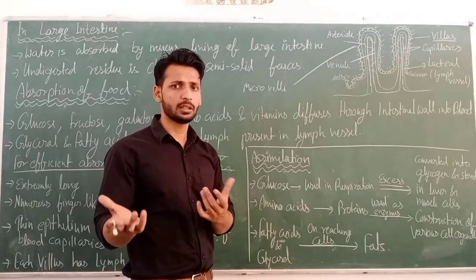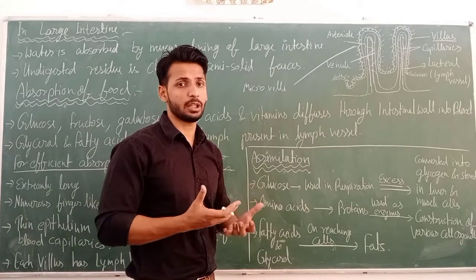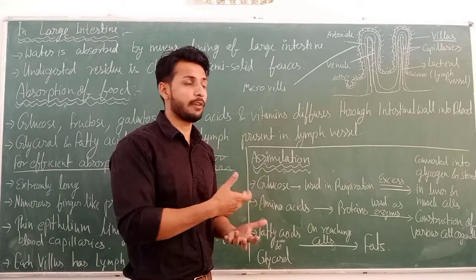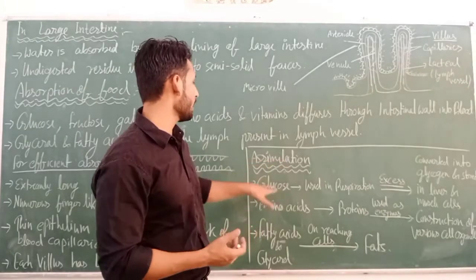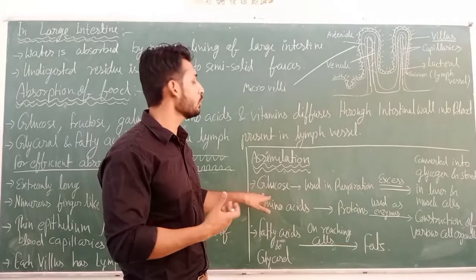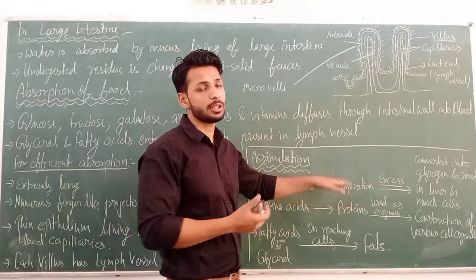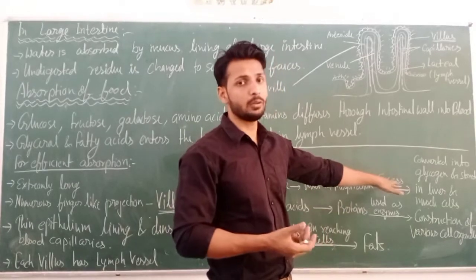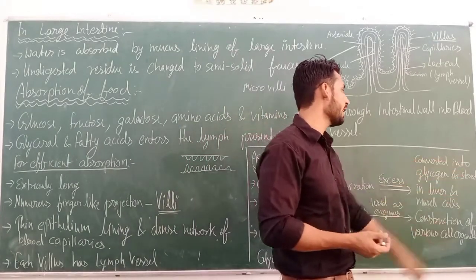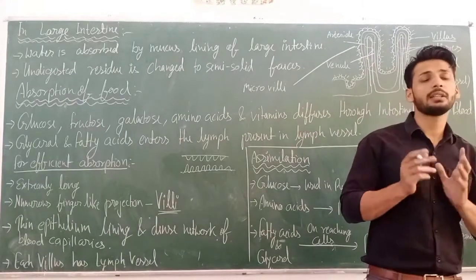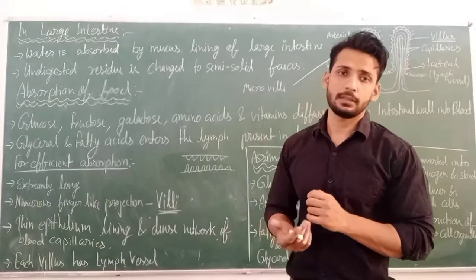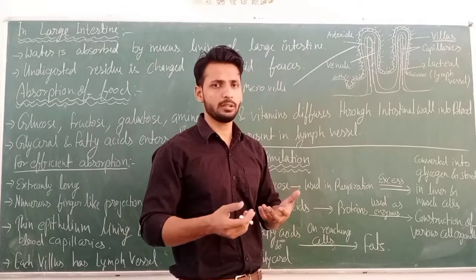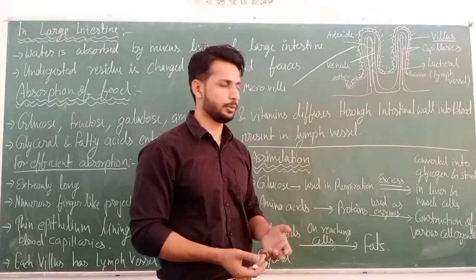Now what happens next? After absorption, assimilation. Assimilation means utilization of the food we have absorbed. Whatever glucose is there is used in respiration to produce energy, right? And the excess glucose is converted into glycogen and is stored in the liver and muscle cells. Whenever further energy is required, it is broken down and used.